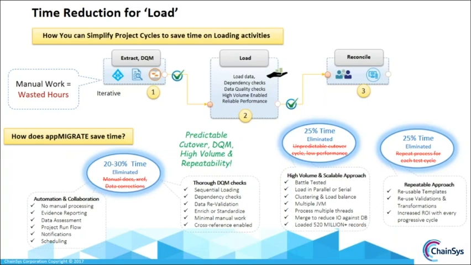It supports a very high volume and a very scalable approach. Now, the loads can be done either in parallel in order to improve performance, or serial if that's not necessary. We can do clustering and load balancing and use multiple JVMs. And using multiple threads will substantially improve the processing time. Now, in one of the migrations we've done, we loaded 520 million records. So the scalability of the product is certainly there.